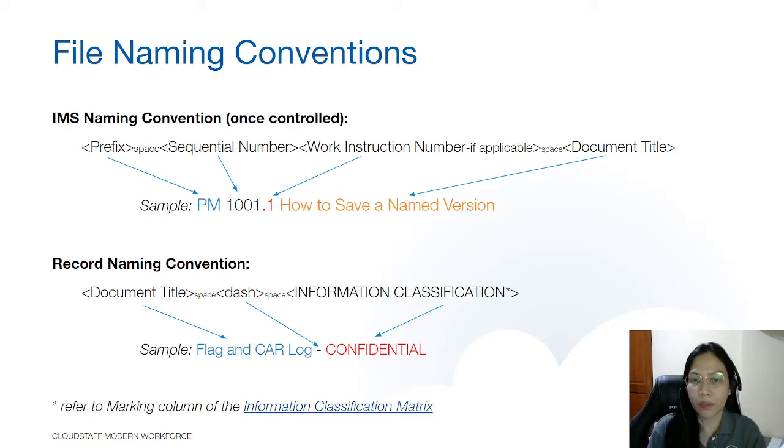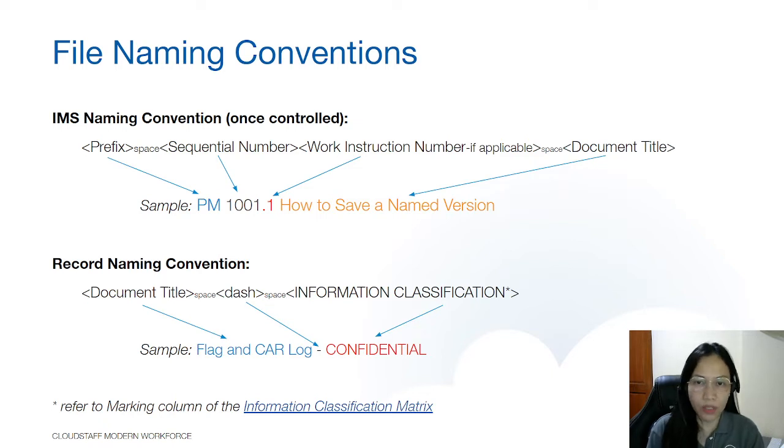So we are using prefix, then space, sequential number, work instruction number, if it is a work instruction, then space, and lastly, the document title. As you can see in the sample here, PM is the prefix, 1001 is the sequential number, point 1 is the work instruction number, then how to save a name version is the document title.